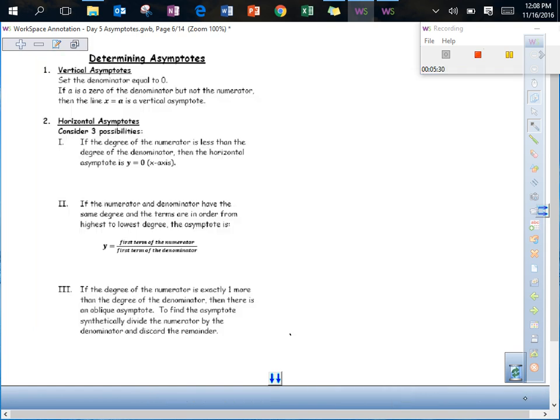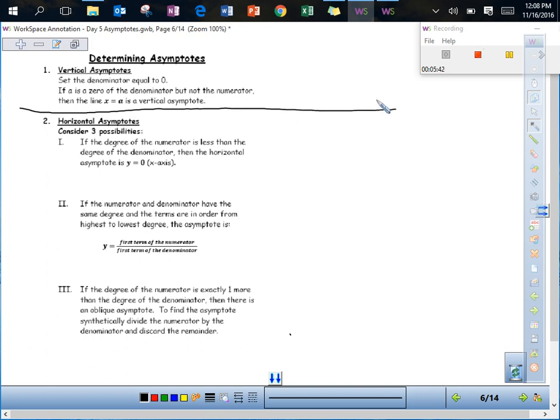Now, if you would, take a peek at that note card. I'm not going to spend a lot of time here because I'm going to say some things over and over on your video. So, to tell if there's any vertical asymptotes, guys, we're just going to set that denominator equal to 0. I can tell if there's a horizontal asymptote for 3 different reasons.